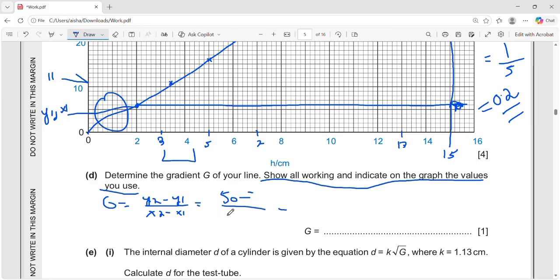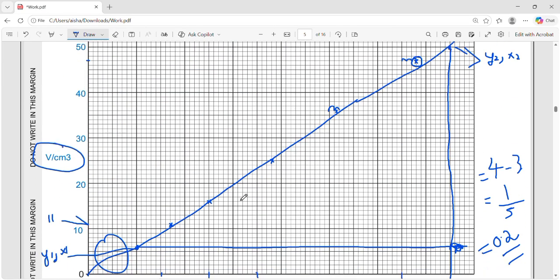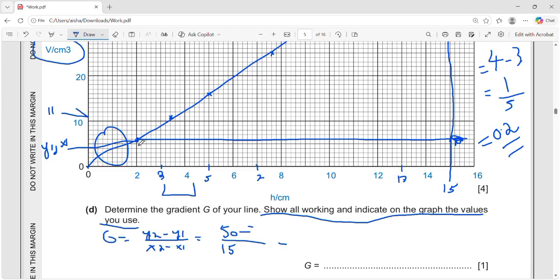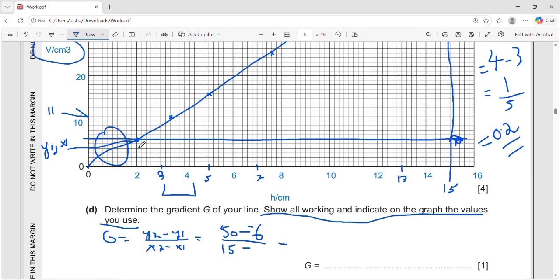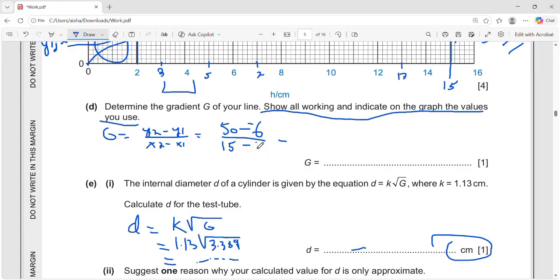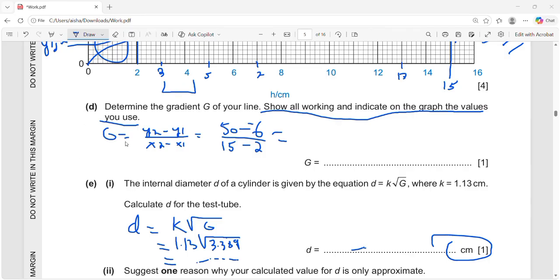And then your y1 over here, that's 1, 2, 3, 4, 5, 6. That's 6. And then your x1 is 2. So if you put that into a calculator, 50 minus 6 is 44, divided by 13. So it's around 3.38, something like this.